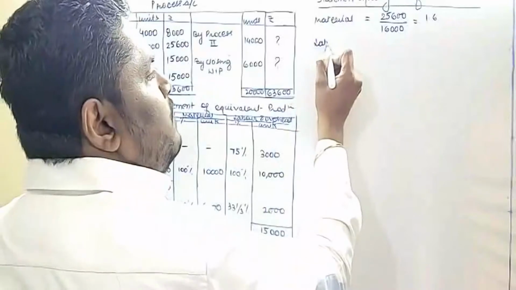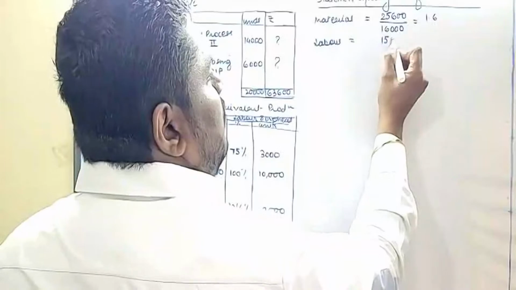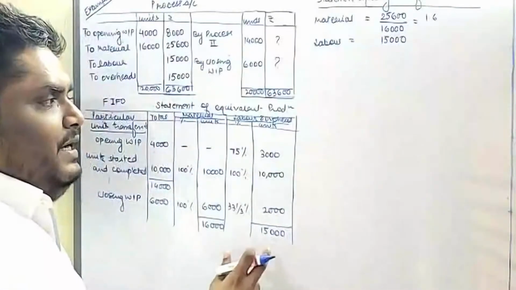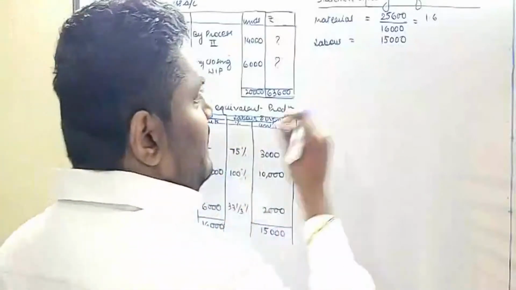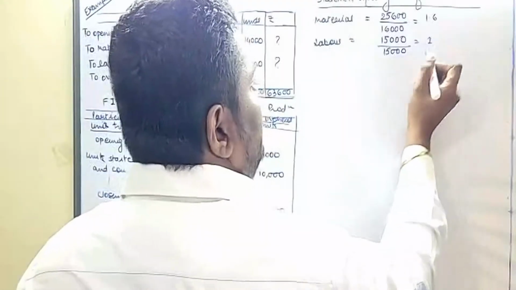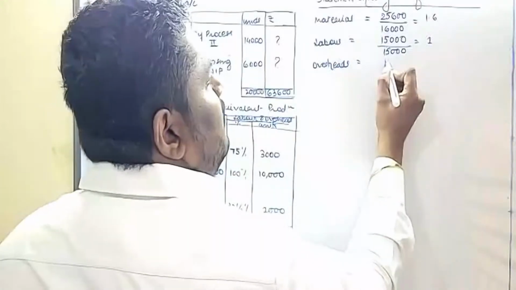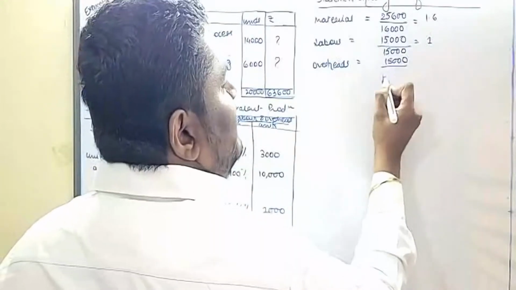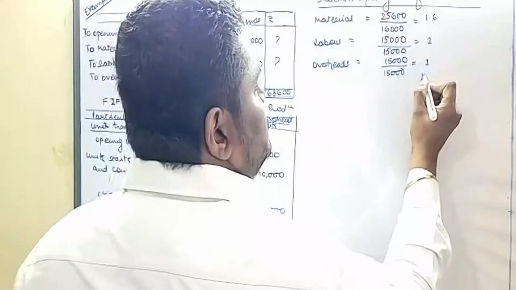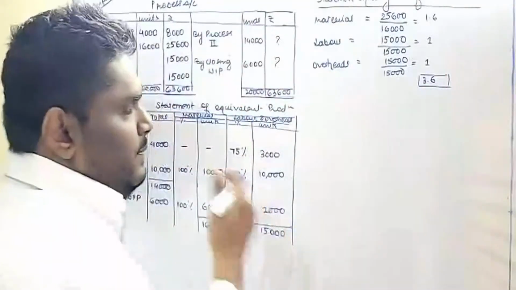When talking about labor cost that is incurred during the month, it is 15,000. And the equivalent number of units that are processed in respect of labor is 15,000 units in this month. So 15,000, so this will be 1. And overheads also, 15,000 are the total overheads divided by equivalent number of units in respect of overhead, which is 15,000. So this will be 1. So the total cost per unit is 3.6.